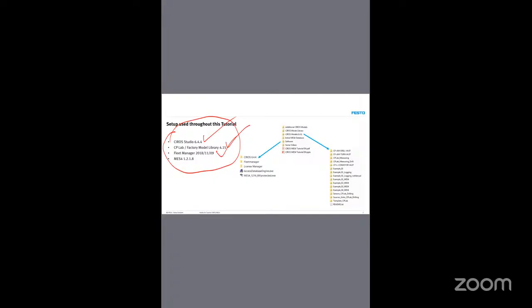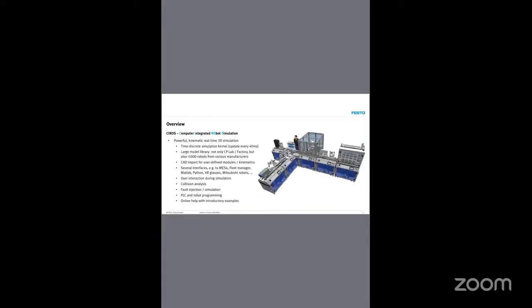Once we install these applications, these are the folders we will get. For example, Ciros, Fleet Manager, License Manager, MES4, Factory Models, Tutorials, Examples, etc. So these are the folders we will get after the installation. Then let's start the introduction to Ciros.